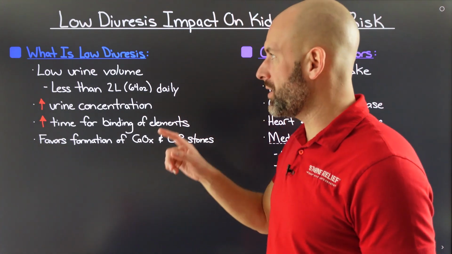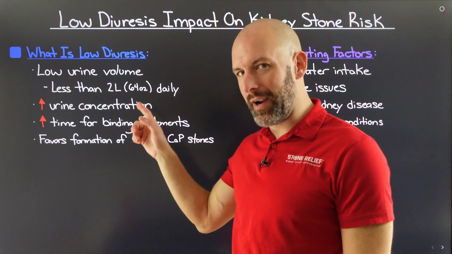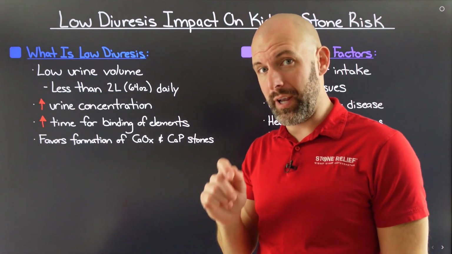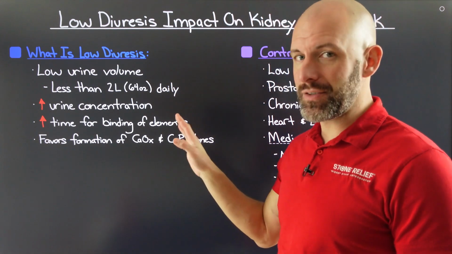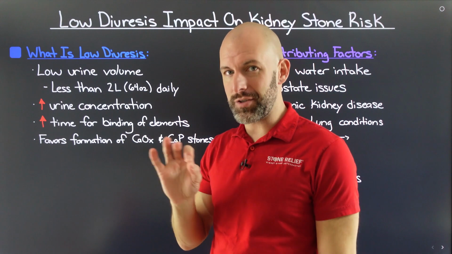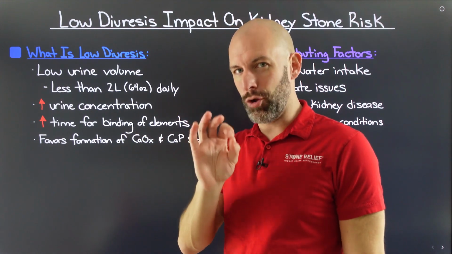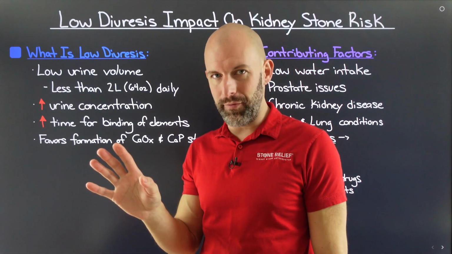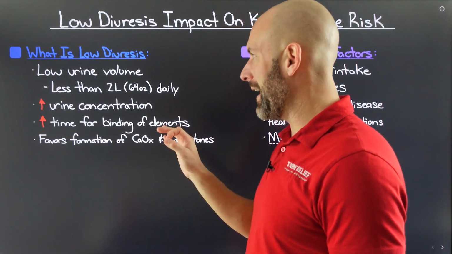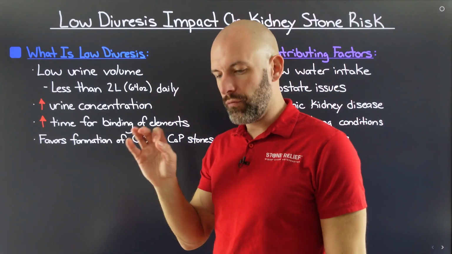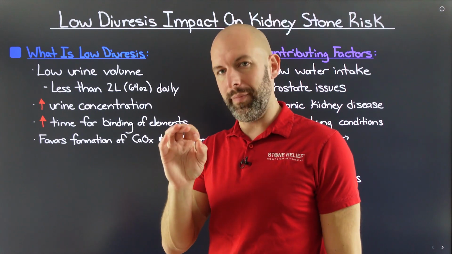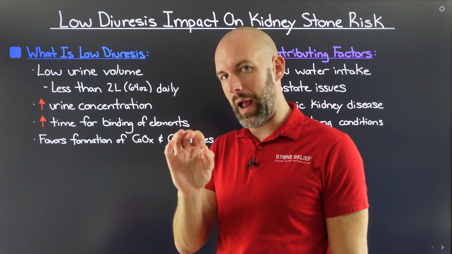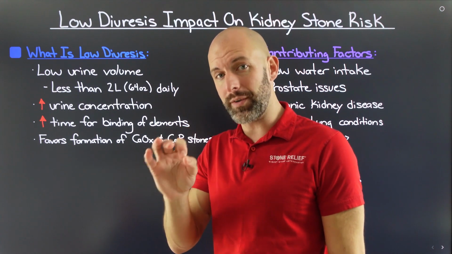In today's video, we're going to talk about something called low diuresis and how it relates to your risk for kidney stones. Now, without making this too complicated, low diuresis, at a baseline, is low urine volume. This can be caused by a number of different factors, but at the end of the day, we are looking for urine volume that is less than 2 liters, which is roughly 64 ounces of urine passed. This is what defines it.